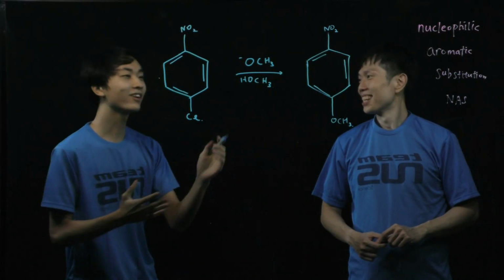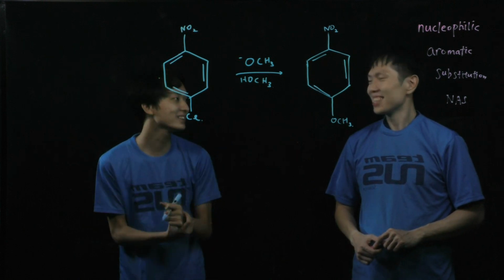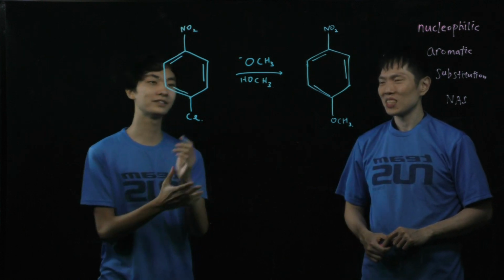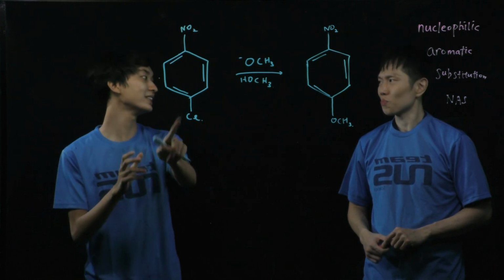Alright, so last video we talked about nucleophilic aromatic substitution, right? And in this video we're going to look at the mechanism of it. So first things first, the OCH3 replaces the Cl, which is a leaving group, so we know that this has to leave.